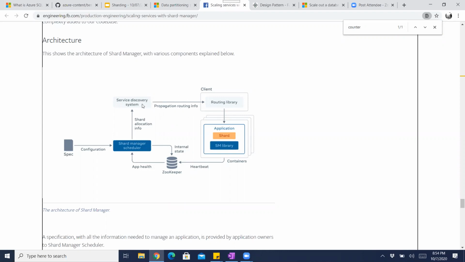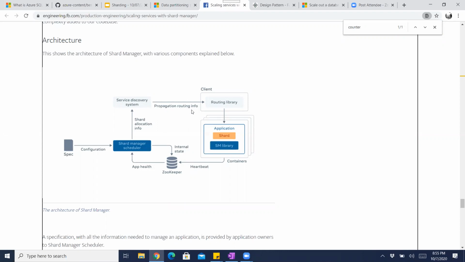But I think the question I'm having is, what is the scheduler doing? It's taking care of all that load balancing stuff. And then this says shard allocation info, right? So this is where I was thinking all that mapping information is here. And to what you were just saying a minute ago about that push versus pull model, maybe that's this part here, right?